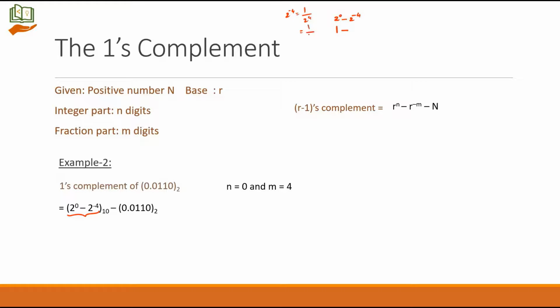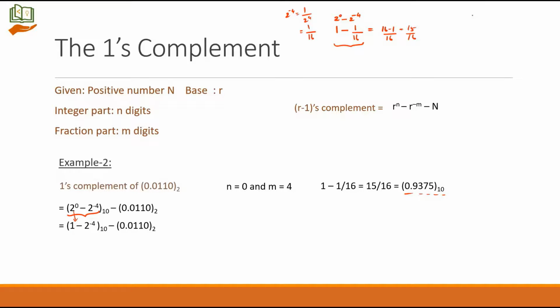What is 1 by 2 power 4? It is 1 by 16. So we will substitute 1 by 16 here. This part will become 16 minus 1 by 16, which is equal to 15 by 16. So 15 by 16 is converting to 0.9375 and still it is in decimal.